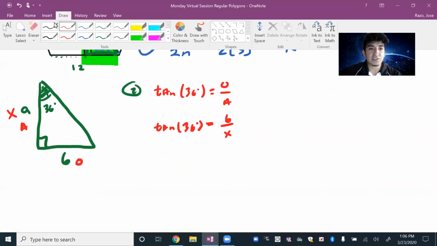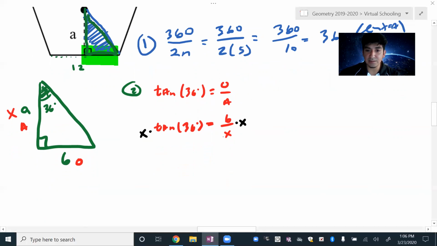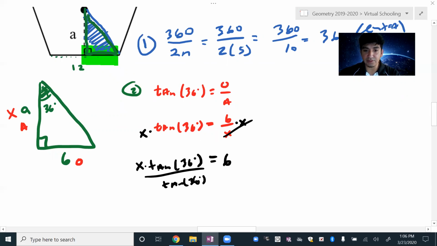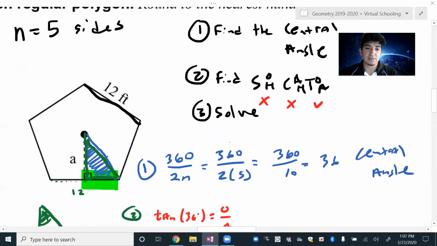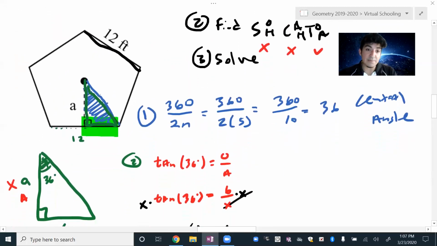Let's change colors. Multiply by X, so this goes away: 6 is equal to X times tan of 36. Then divide by tan of 36, and this cancels out. X is equal to 6 over tan of 36. Take your phone and type in what you know: 6 divided by tan of 36 is 8.258, but we're rounding to the nearest hundredth, so I'm going to say 8.26. Now we have an apothem, so A is worth 8.26 in this case.